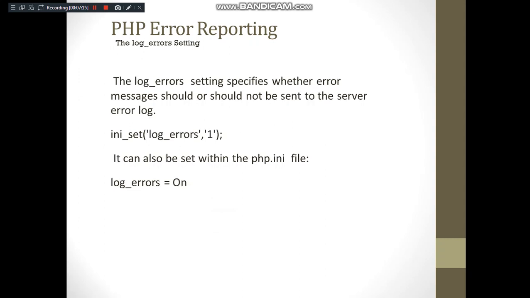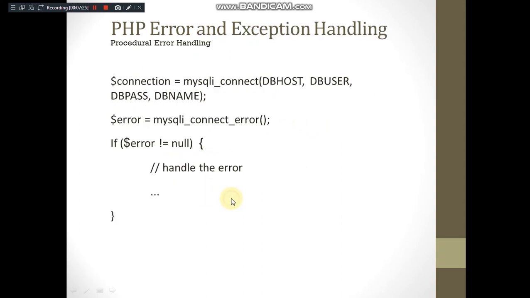Okay, so PHP error reporting specifies whether error messages should be sent to the server or not. That also can be done by turning it on. So how to handle this, that we'll see here. For example, error handling that we'll see here. Say you are associating a database connection with your program. So $error equal to mysqli_connect_error is one possible kind of error that we get when the connection is not successful.